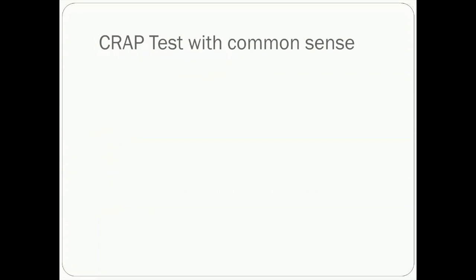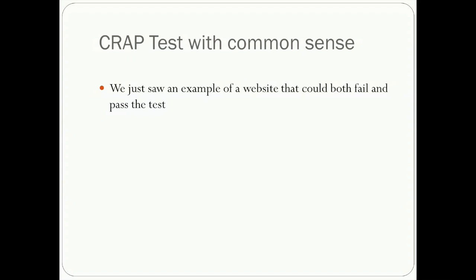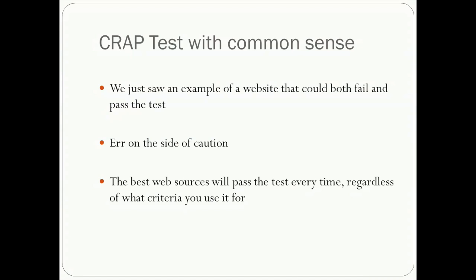So, in order to use the CRAP test, we also have to apply common sense. We just saw an example of a website that could simultaneously fail and pass the test depending on which questions we were asked. This leads us to erring on the side of caution. If you have a site that can pass and fail the test depending on your question, you should probably not use it. The best web sources will pass the test every time, regardless of what criteria you use it for.